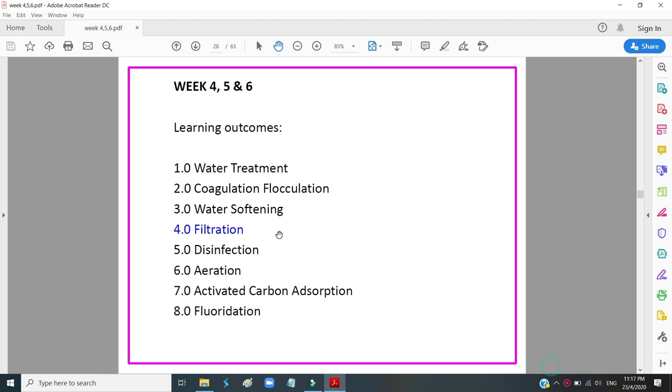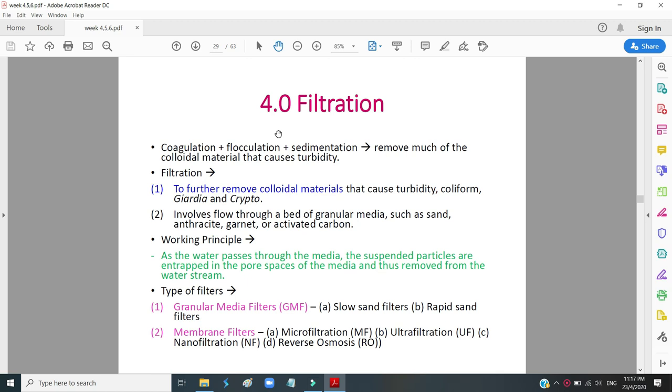So this is part 4, filtration, the last part of this video. Parts 5 to 8 will be continued in another video. So firstly, 4.0, filtration. Coagulation, flocculation and sedimentation previously removed much of the colloidal material that causes turbidity, which causes the milky color of the water. These three have done their job already, so now filtration will do its job.